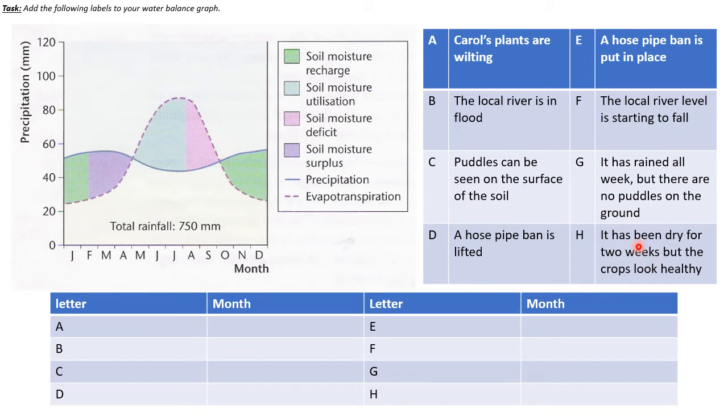Well, that suggests that there's water in the ground, but the precipitation is going down. So I would have thought that that's going to be the soil moisture utilisation, so March through to July time. But like I say, as long as there's a logic behind it, you've got it right. So that's a similarish one to what we've seen.